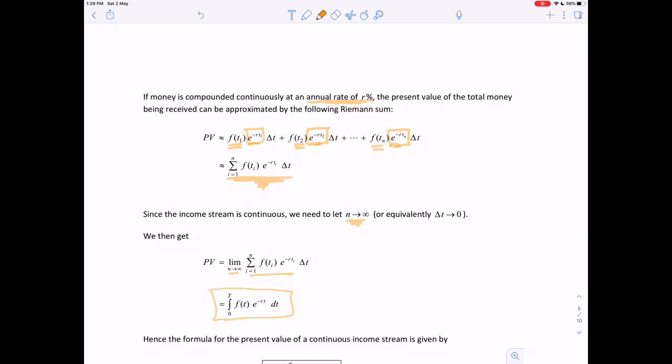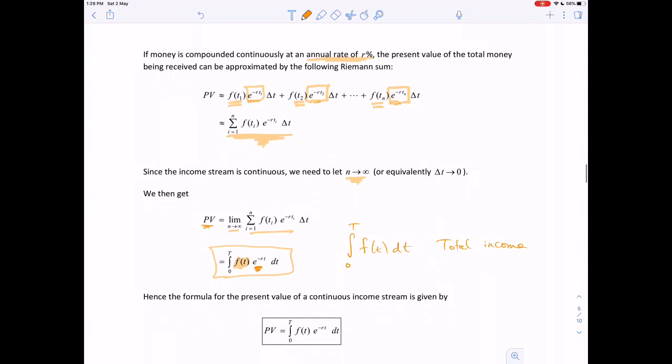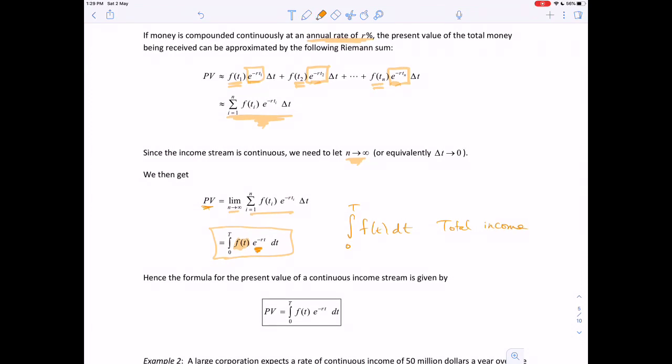An integral which is now not just the income stream. If we did the integral from 0 to T of f of t dt, that would be the total income, which is not what we're after here. We're after the present value. And so if we multiply this by e to the minus rt, then we have exactly this present value formula of a continuous income stream.